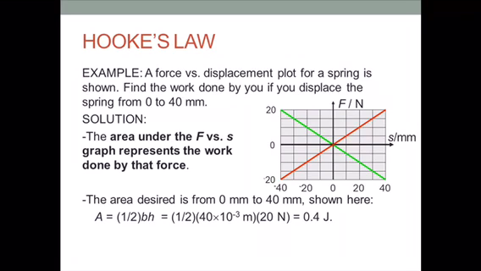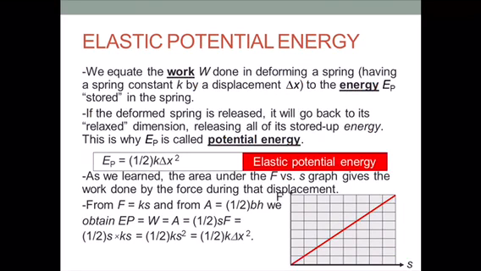So the area equals half base times height. In our situation, the base would be 40 and the height will be 20, as you can see on the graph with the shaded red triangle. So our final area will be 0.4. Since area equals the work the person does to displace the spring, it will equal 0.4 joules.